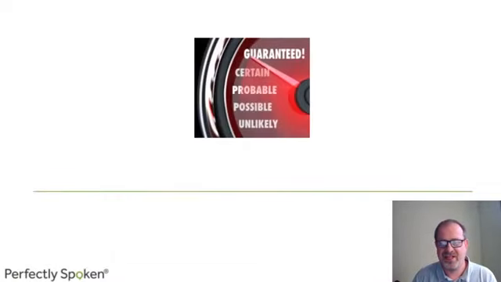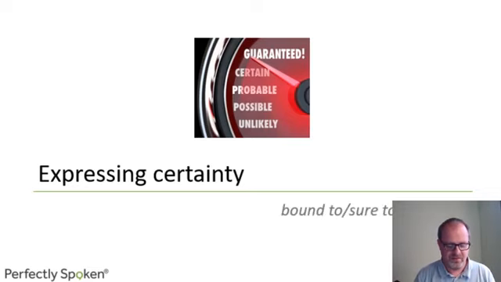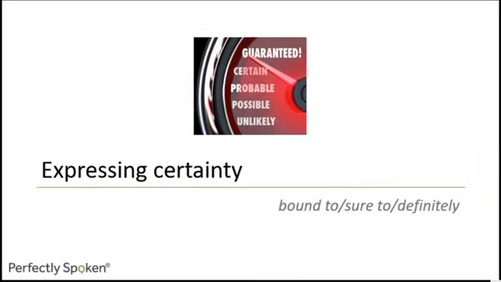Next on the agenda is certainty. This time we're really sure about what we think. Probability is like maybe 70%, more than 50-50, but not entirely sure. Certainty is much higher than that, okay? So for this, we use the expressions such as bound to, sure to, and the adverb definitely.